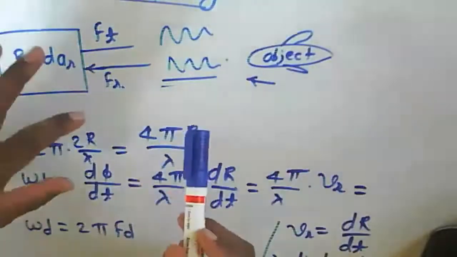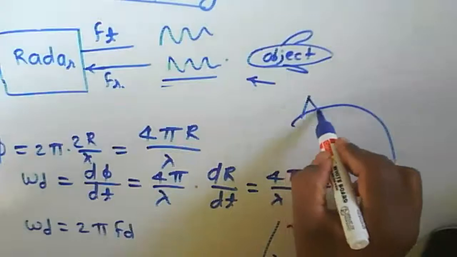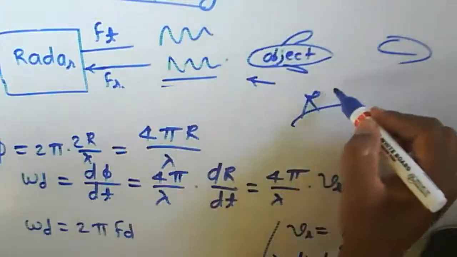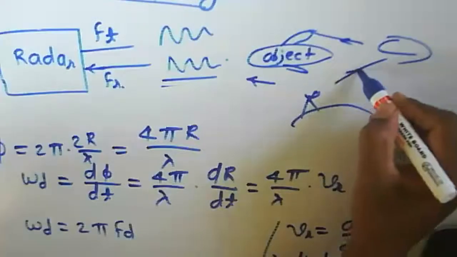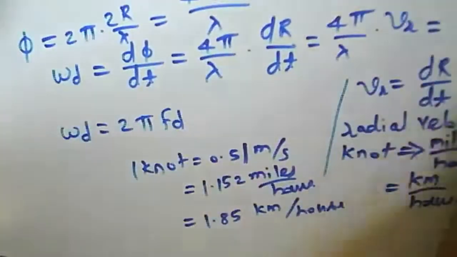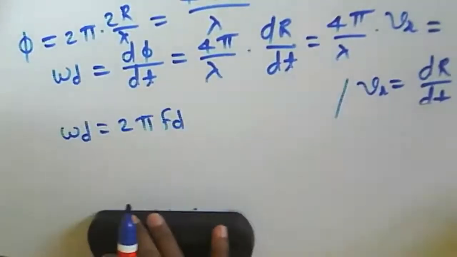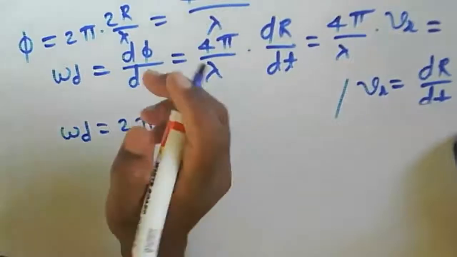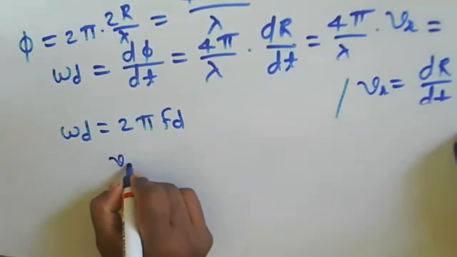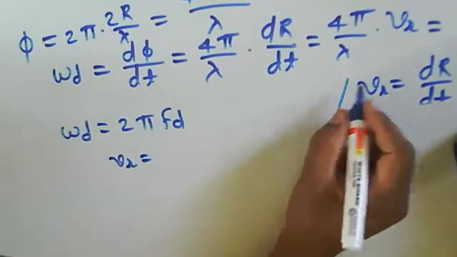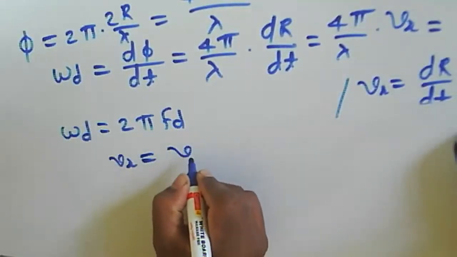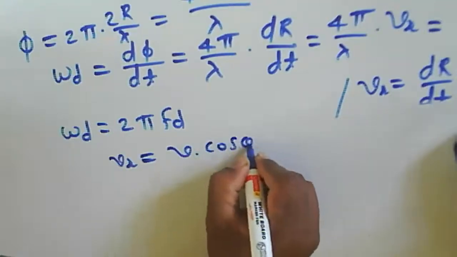We say target velocity vector because we have the radar placed here and an object here, and the object, the target, is moving. In that case, what will be the velocity vector and what will be the distance? We are supposed to find theta here, which is the angle between the target velocity vector and the radar line of sight. So VR we can define in terms of the velocity and cos of theta.